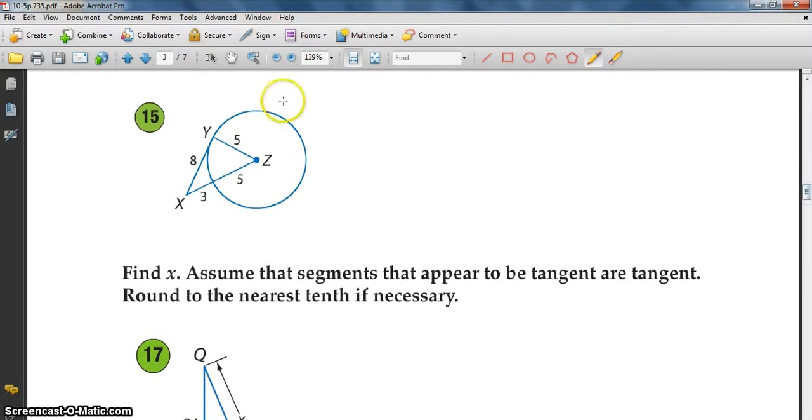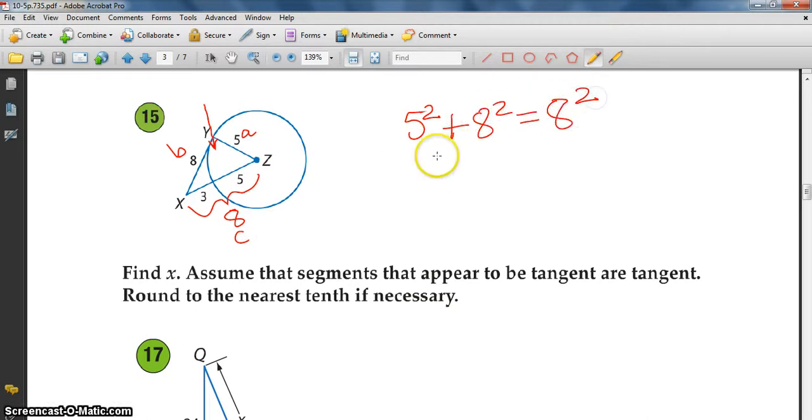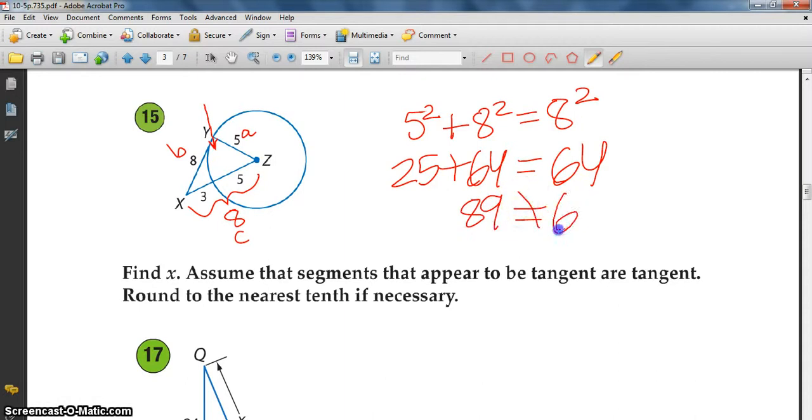Same idea with number 15. So this entire length is going to be 8. And we want to check for this angle right here. So this would be A, this would be B, this would be C. So is 5 squared plus 8 squared equal to 8 squared? I don't think so. This is 25, this is 64, this is 64. And obviously 89 is not equal to 64, so no, this line is not tangent because this is not a right angle.